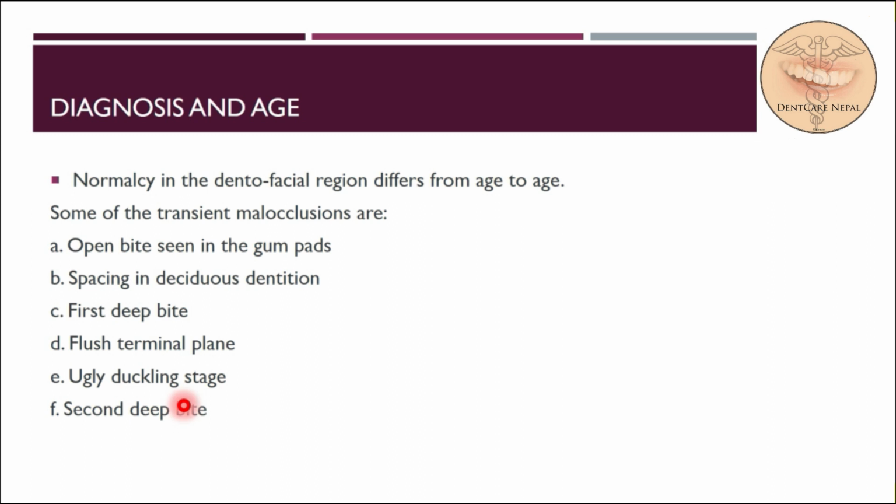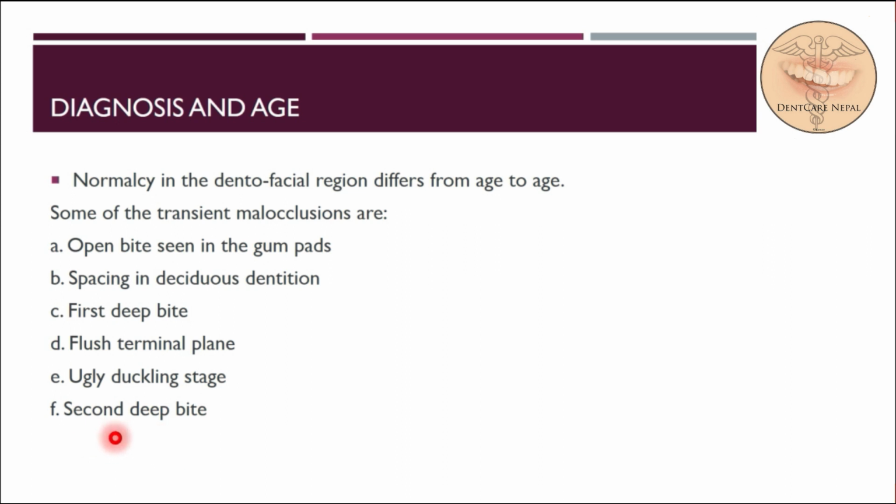Ugly duckling stage, we'll see later how it looks. Until the eruption of the permanent canines, there will be a midline diastema present between the central incisors as well as some spacing between lateral incisors, and distal flaring of the incisors will be present. So that is corrected after the eruption of the permanent maxillary canines.